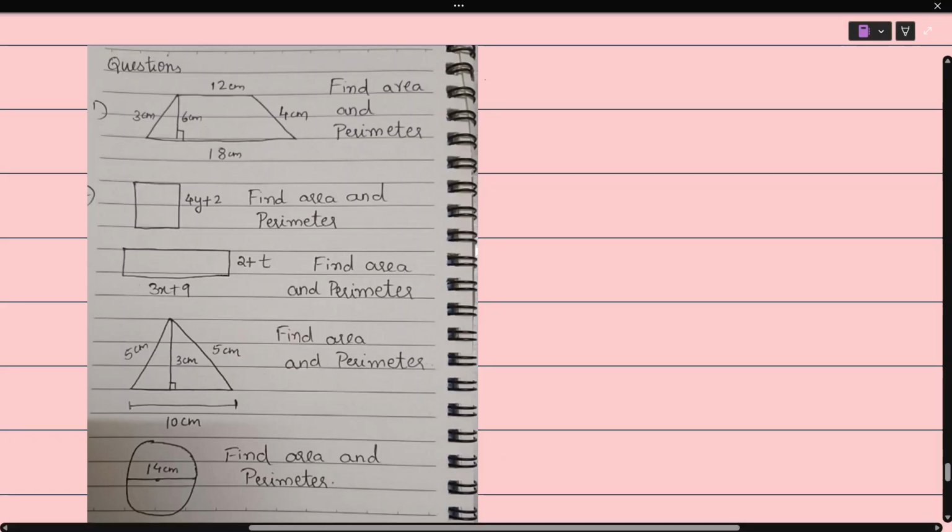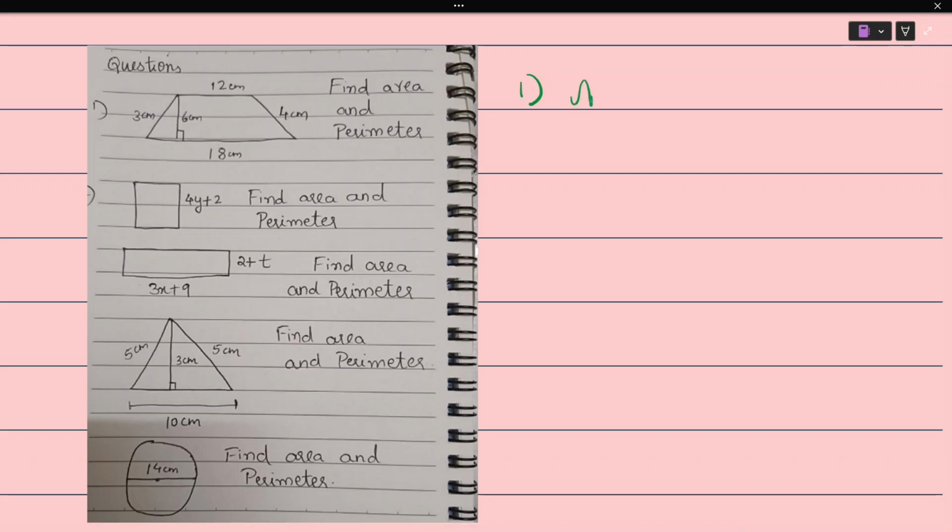Try to solve a few homework questions. So the first question is to find the area as well as the perimeter of this trapezium. The area of a trapezium is equal to half times h into a plus b, where a and b are known as the parallel sides.